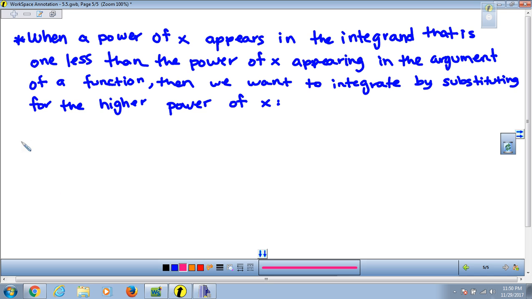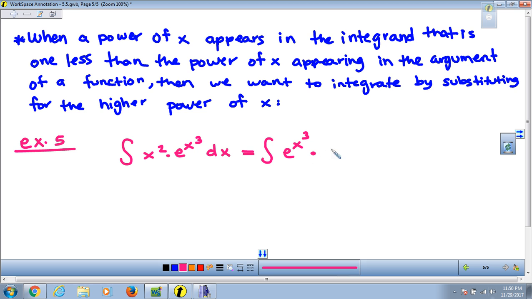So here is example number 5. We have to evaluate the integral of x squared e raised to the x to the third dx. So how do we do this integral? Well, let's rewrite this a little bit. This x squared is multiplying times this, so all I'm going to do is write the e raised to the x to the third times x squared. All I did is flip the order; it's the exact same thing.